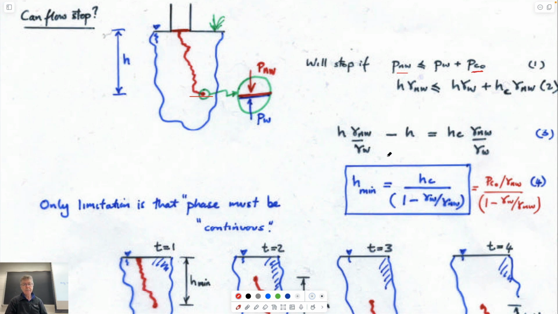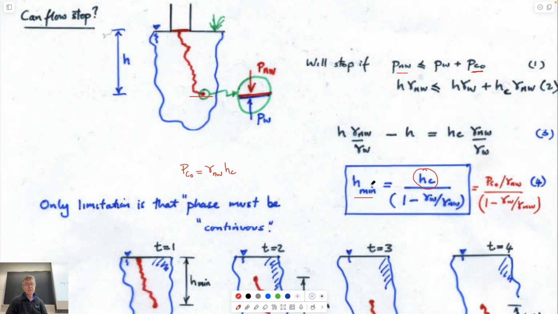And so if we do the math to put this together, which I won't do, we can show that the minimum height that we have to get to is equal to some material property. This is a function of the entry pressure. So I guess PC0 is equal to the unit weight of the non-wetting fluid times the height of that fluid, right? Just by what we said before. It's a property of the medium and the ratio of the two unit weights. So that's what we end up with.